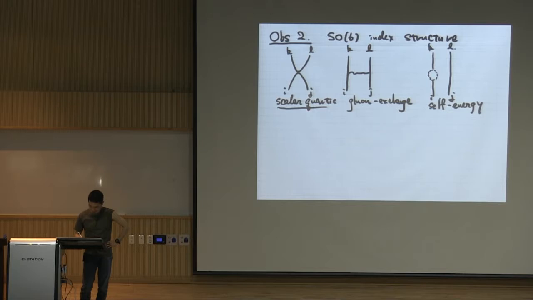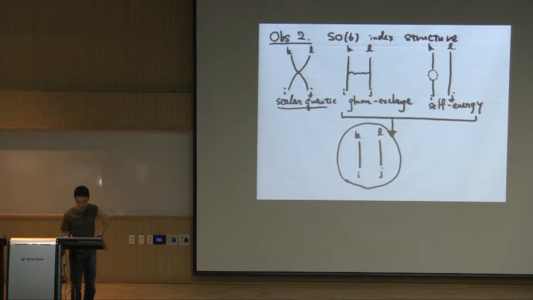And for these two diagrams, it turns out if you just discuss the SO(6) index structure, it's essentially just given by this. I think that is kind of clear for this self-energy diagram because, first of all, L and J are directly contracted, and because of SO(6) symmetry conservation, this I and K must be the same. And that is also the case for gluon exchange, because gluon doesn't carry any SO(6) charge. But on the other hand, the scalar quartic vertex can actually give you some non-trivial tensor structure of SO(6). Let me see what kind of structure it can give by explicitly writing down the interaction vertex.